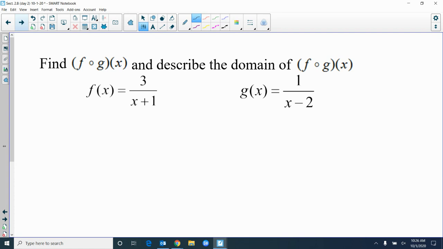Okay, we're going to find f of g of x and describe the domain of f of g of x. So that's right there, a little bit above halfway on that sheet. f of x equals 3 over x plus 1, and g of x equals 1 over x minus 2.